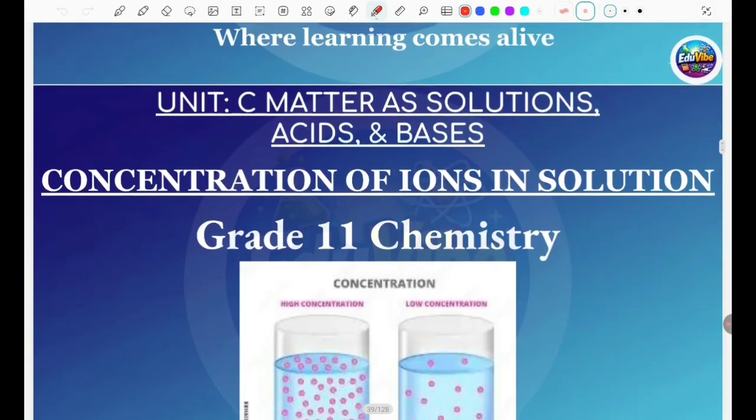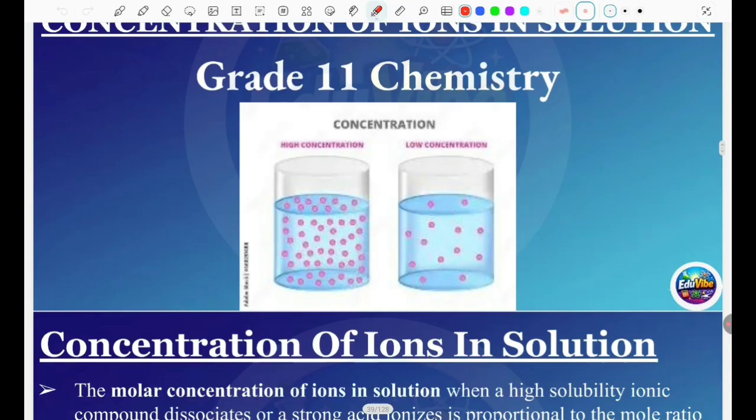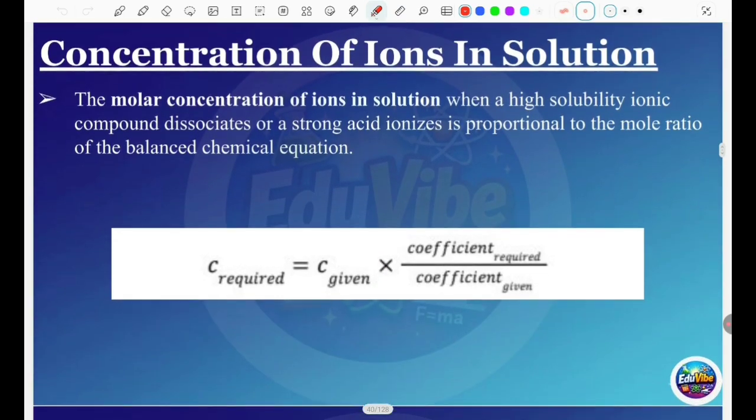In today's lesson, we're moving to the next topic of Unit C of Grade 11 Chemistry, which is the concentration of ions in solution. We are continuing with this unit, and we will complete it as soon as possible. So, the concentration of ions. This is basically the molar concentration of the ions.